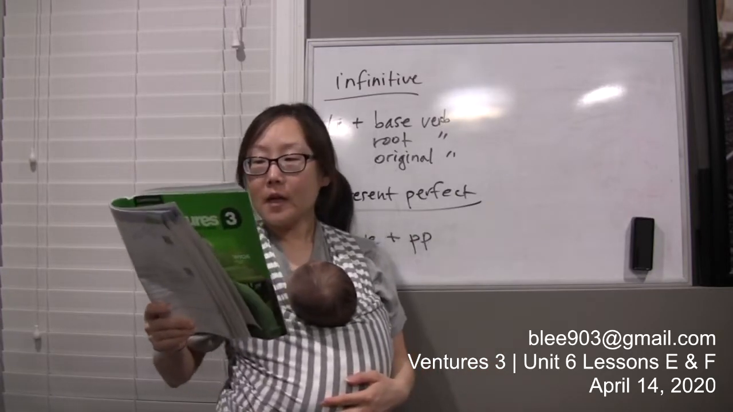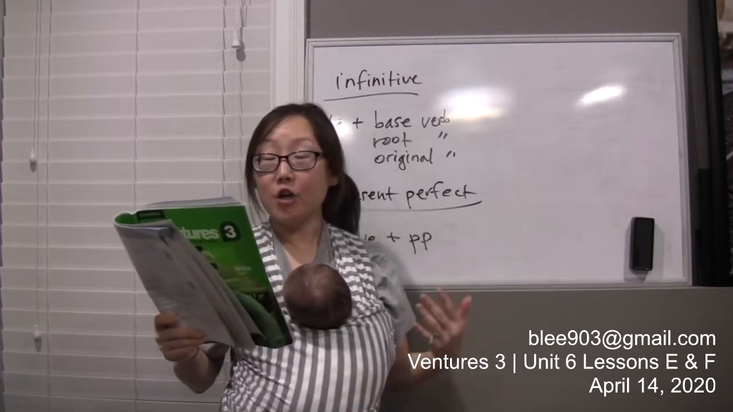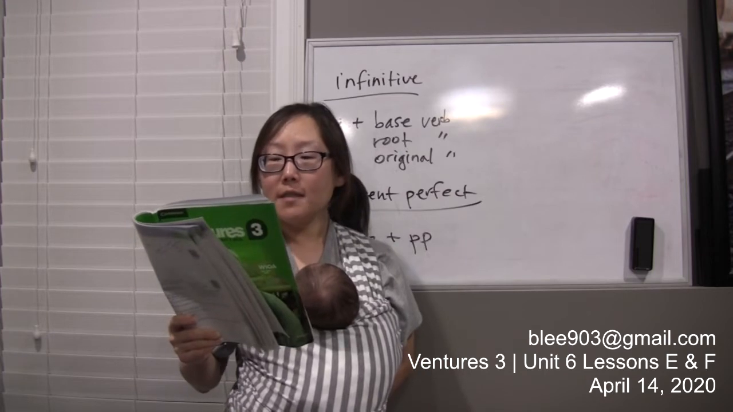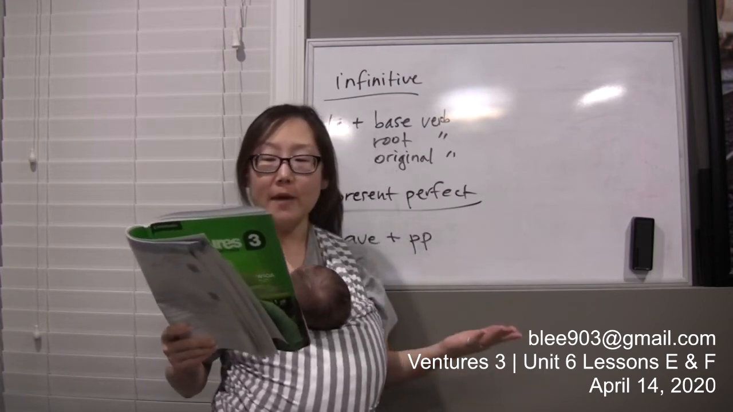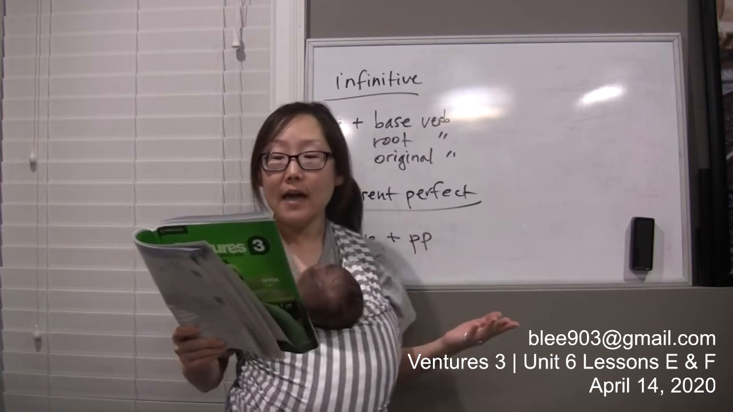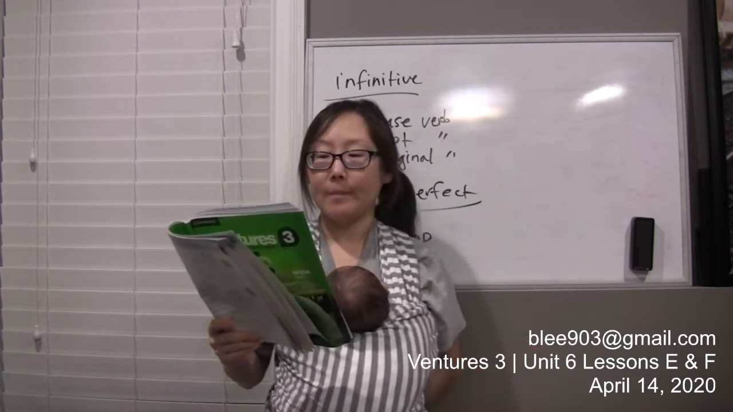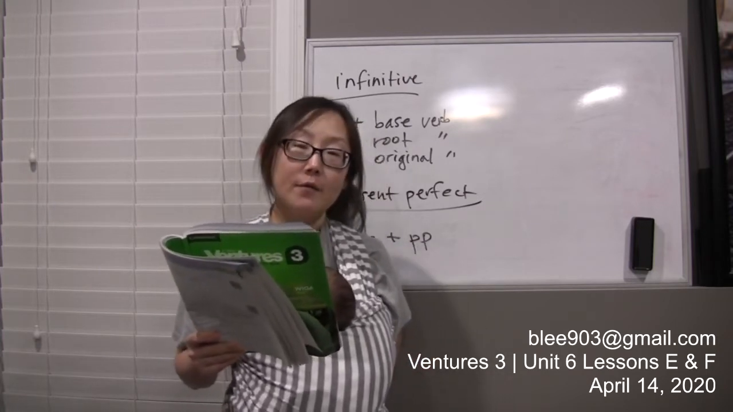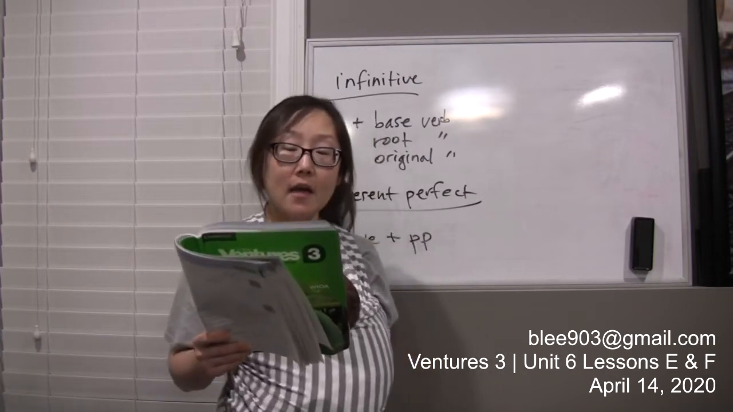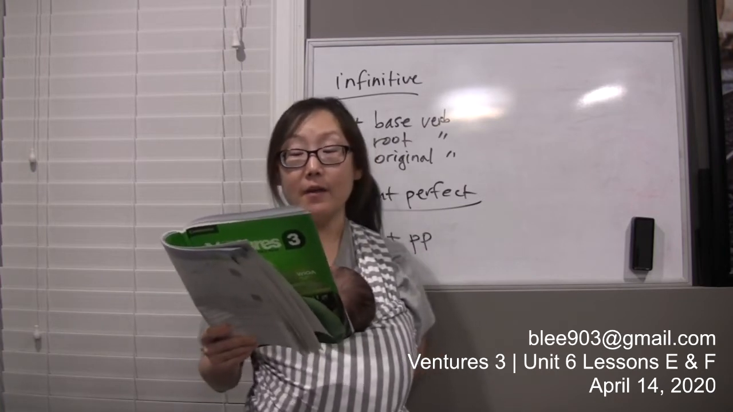Okay, so let's go ahead and look at the chart. Number 1 says, has decided to visit family. So if you make a question, you might say, who has decided to visit family? Okay, and the answer is Min. So if you make a sentence, we can say, Min has decided to visit family.